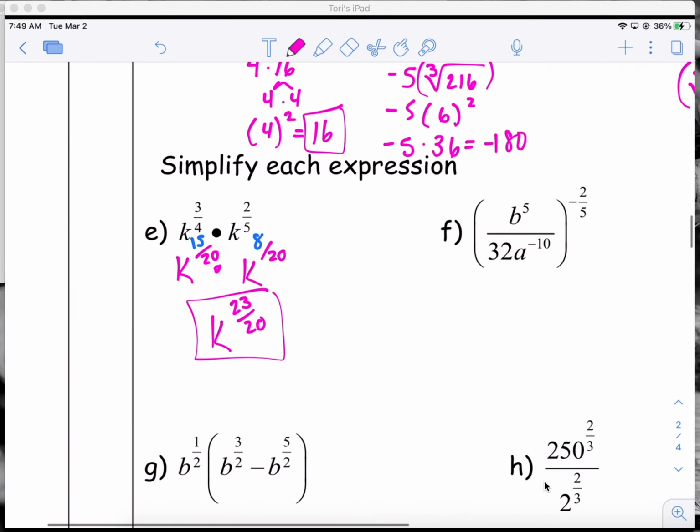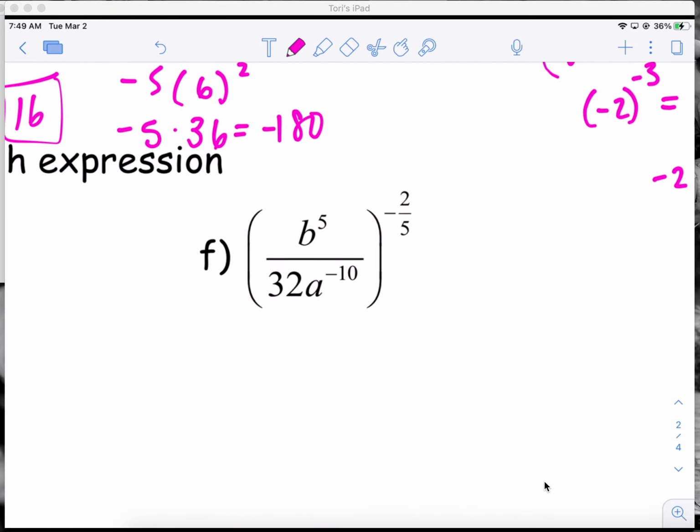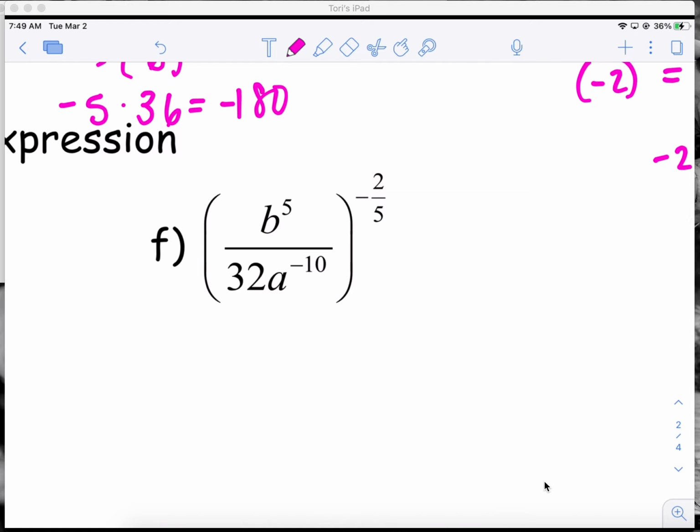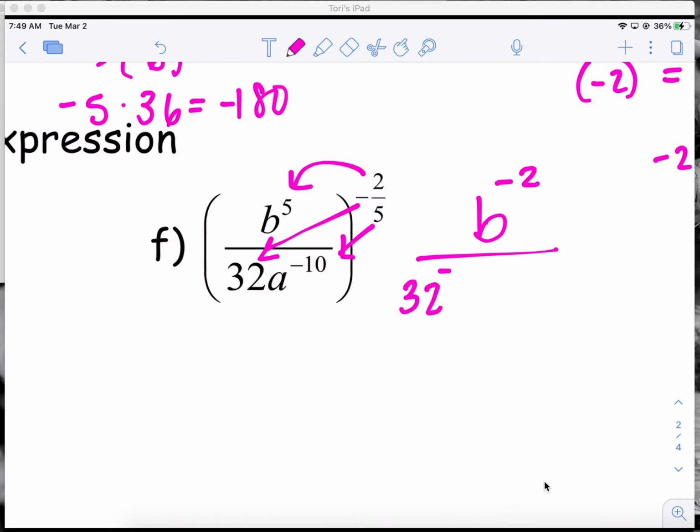Let's look at F. For F, I'm going to check in the parentheses. Is there anything to simplify? No. I'm going to go ahead and distribute my exponents. Okay, so I'm going to distribute to him, distribute to him, distribute to him. That gives me b to the negative 2 over 32 to the negative 2/5. And if you wanted to write that as a radical right there, that's fine. And then it gives me a to the 4th, and that's just multiplication.